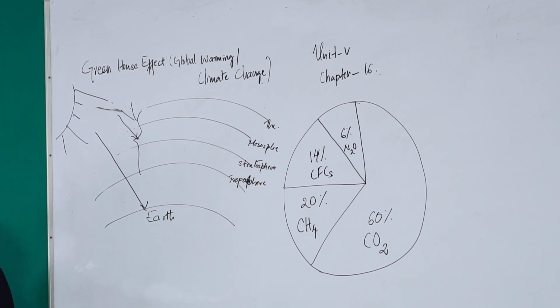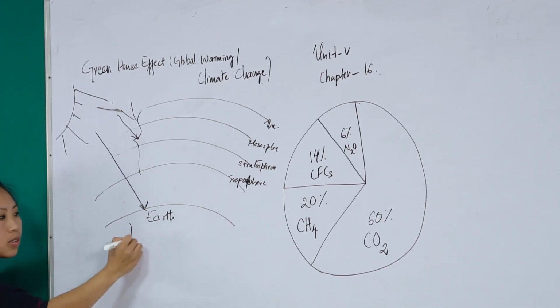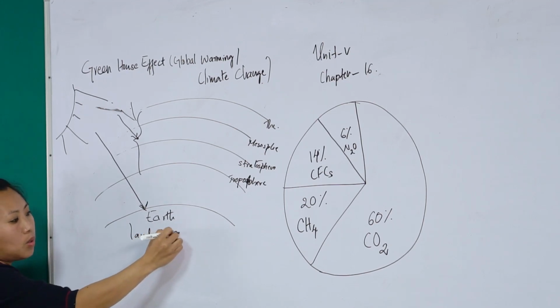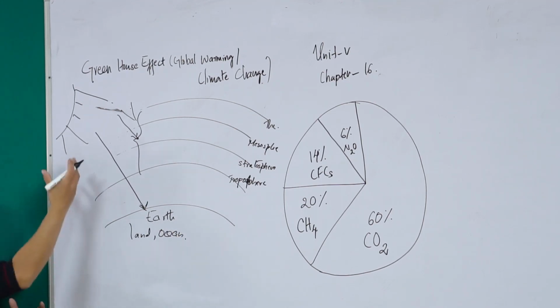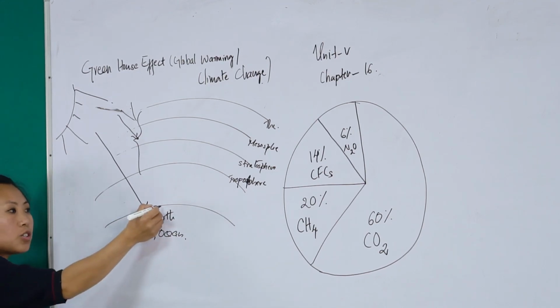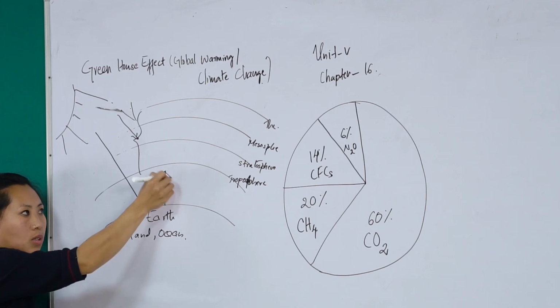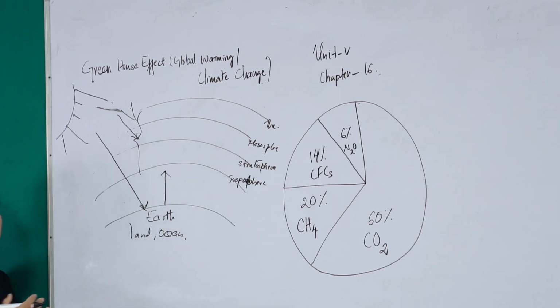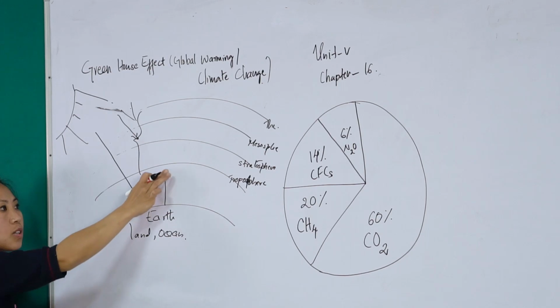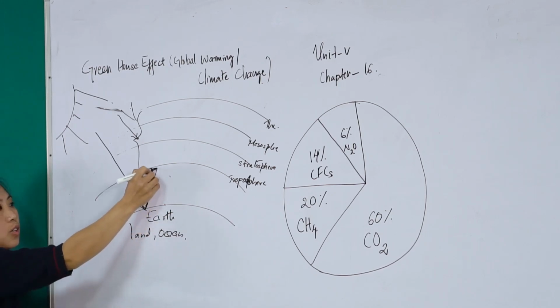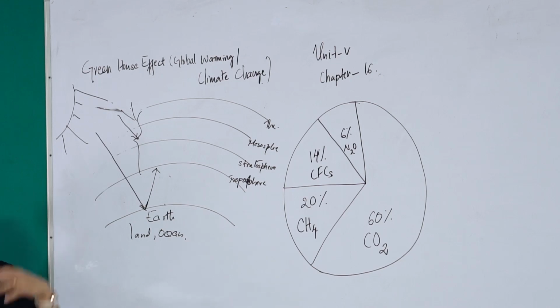So this atmosphere is transparent to the incoming visible light, and this radiant energy coming from the sun is trapped by the Earth's surface. It's trapped by the land, it's trapped by the ocean. So this radiant energy, which crosses the atmosphere and reaches the Earth's surface, is trapped by the land and ocean, and in turn, this radiant energy is again reflected back into the atmosphere. So after getting warmed up, the Earth's surface reflects this energy, light energy, back into the atmosphere again.